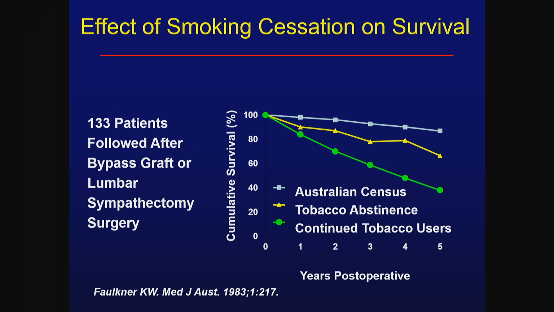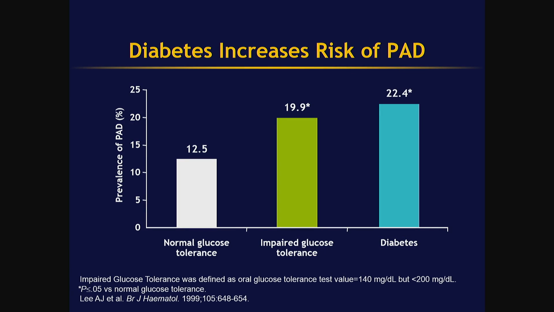It's clear that smoking cessation plays a critical role in improving survival of patients with peripheral artery disease. This is old data from Australia, which shows that tobacco abstinence or smoking cessation significantly improves cumulative survival compared to patients who continue to smoke. It is therefore never too late to stop smoking.